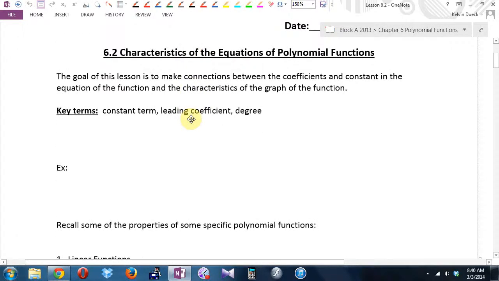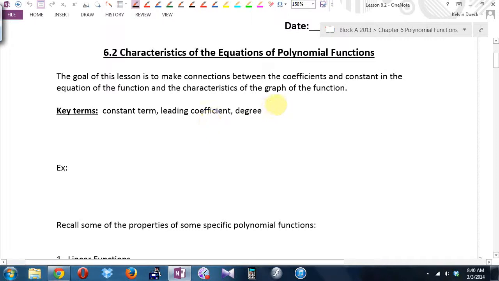Ready to go? The goal of this lesson is to make connections between the coefficients and the constant in a polynomial function and what they look like on the graph. Some of the key terms are going to be the constant term, the leading coefficient, and the degree.